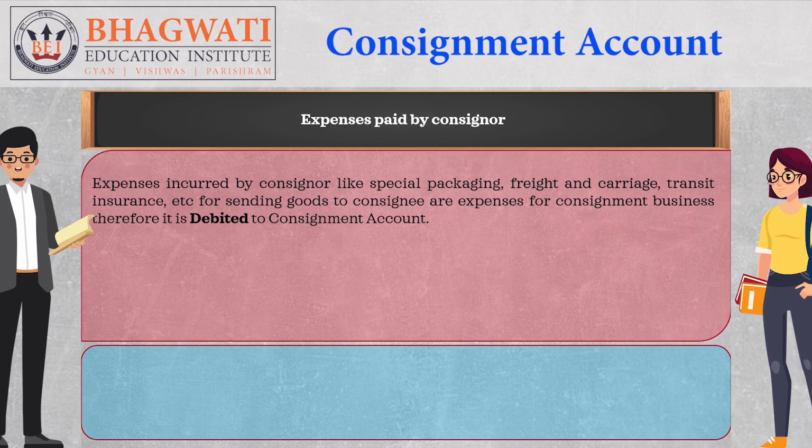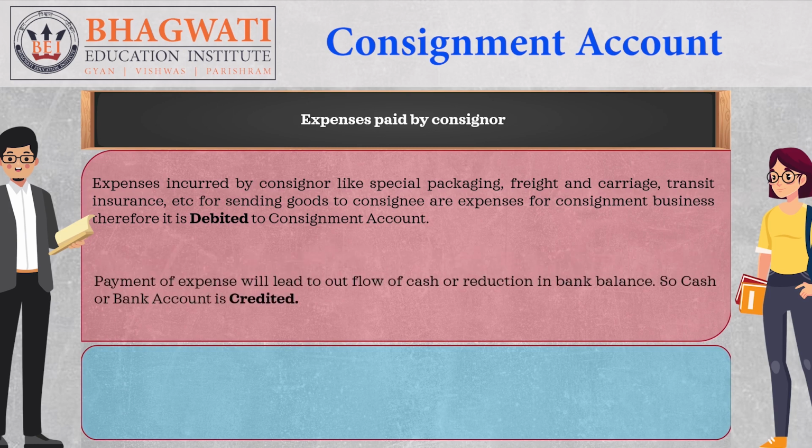And if you focus on the words here, expenses paid by consignor, it denotes payment of expenses. And when we say payment, it will lead to what? Outflow of cash or maybe reduction in your bank balance. So that account should be credited. So your journal entry for this transaction will be consignment account debit to cash or bank account. Let us discuss the next transaction.